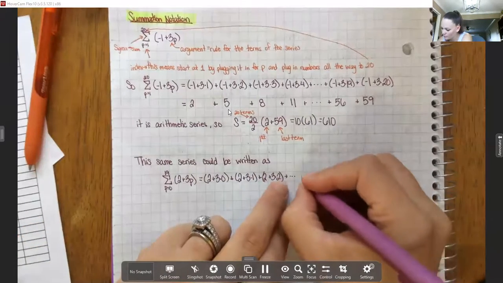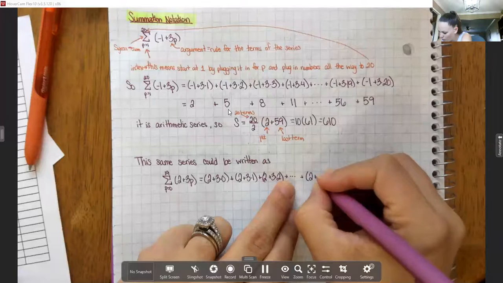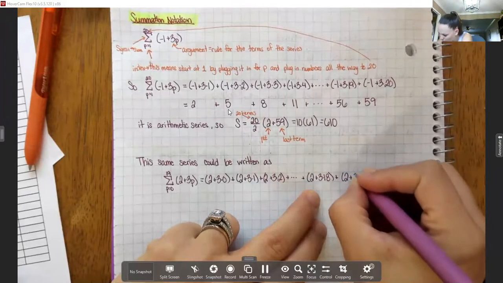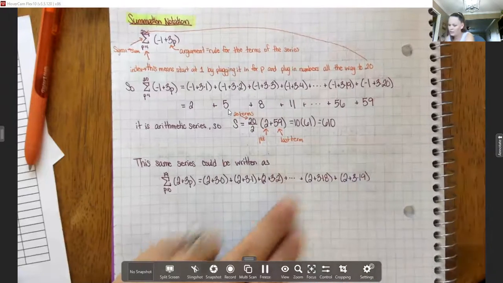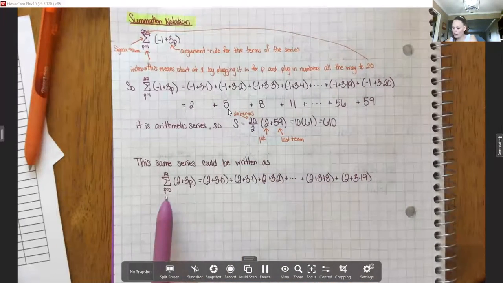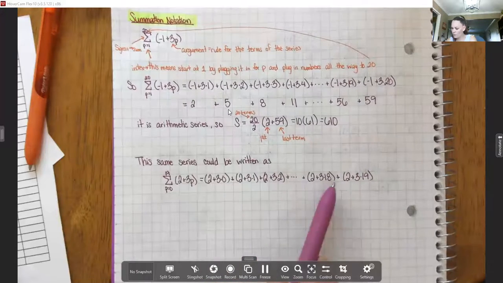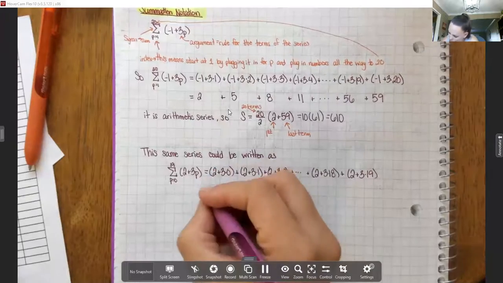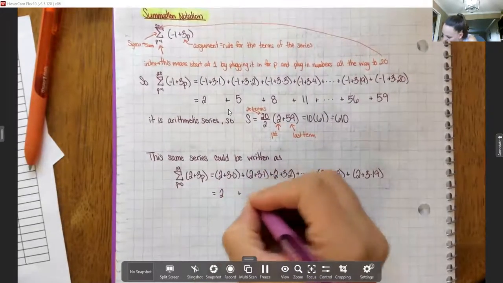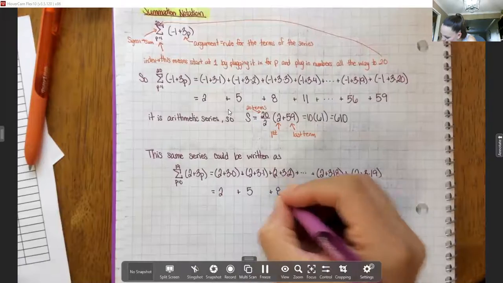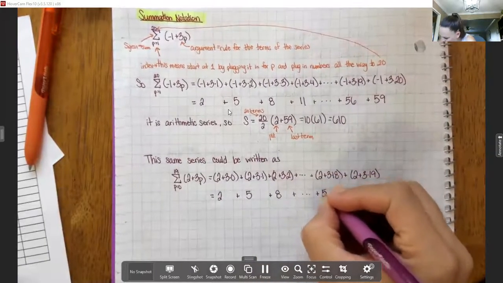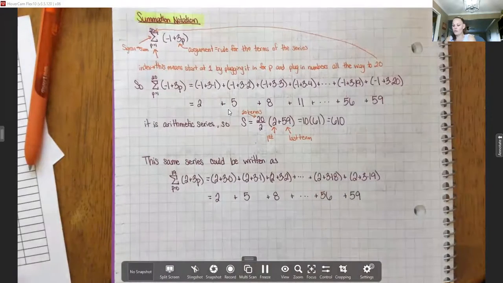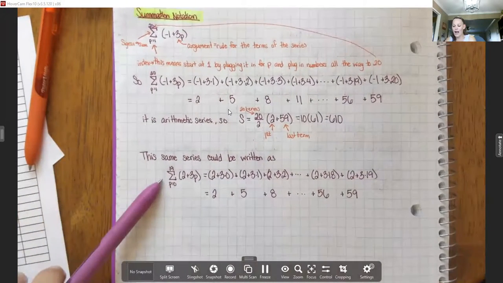all the way to 2 plus 3 times 18, and the last one will be 2 plus 3 times 19. So again, I'm plugging in 0, then 1, then 2, all the way to 18, and 19 is the last one. So this is equal to 2 plus 5 plus 8 plus 56 plus 59. So when you're setting it up, you can do it either way.